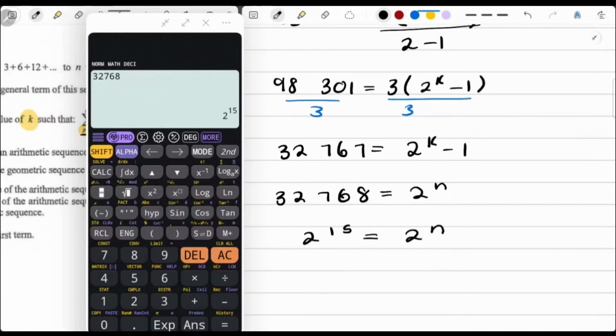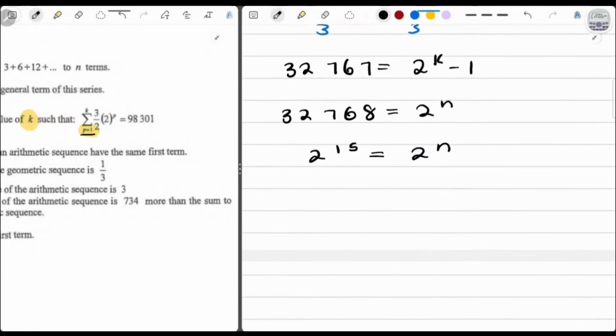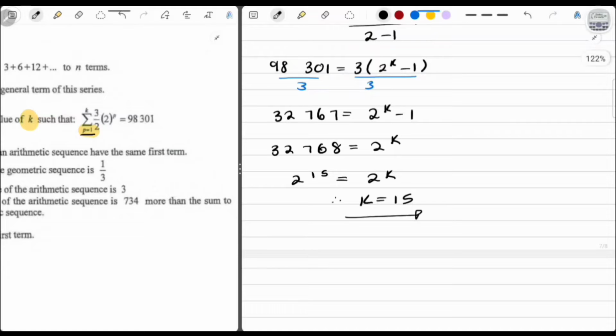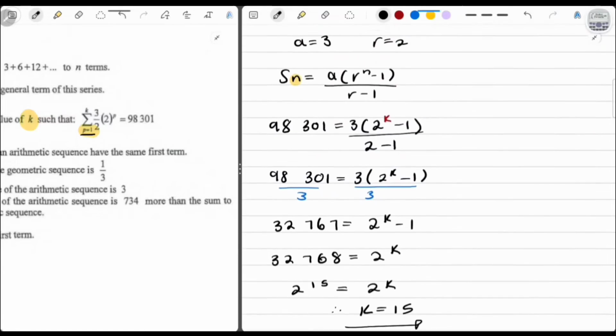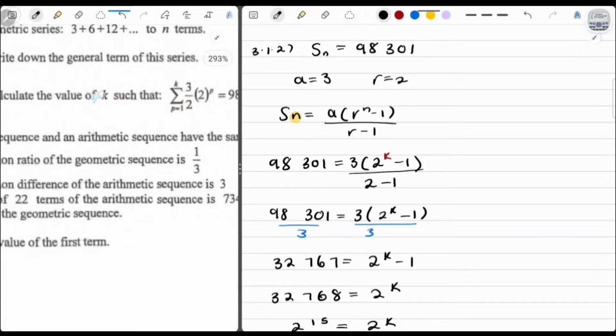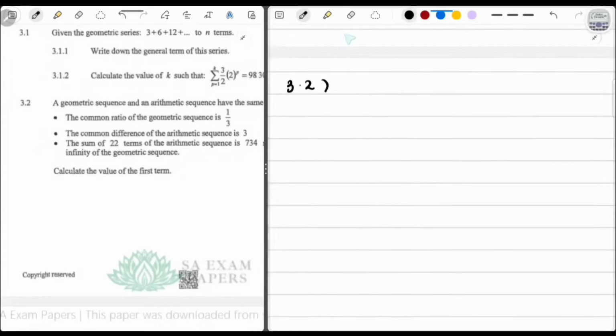And it's equal to 2 to the power of n. By the law of exponents, if you have the same base in an equation, you can make the exponents equal. So it means that n, or rather k, why did I start writing it as n? K is equal to 15. And that is our answer. There's no confusion with that one because it started at p equal to 1. Okay, moving on to the next question.